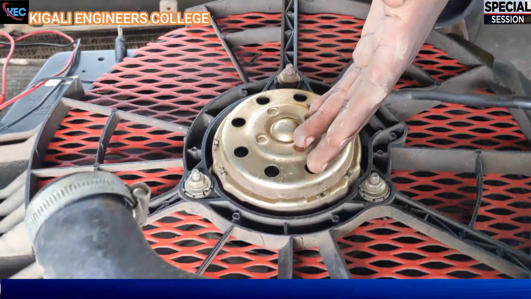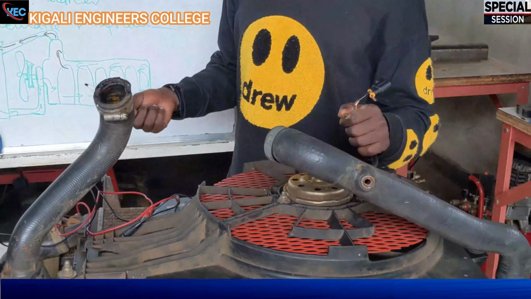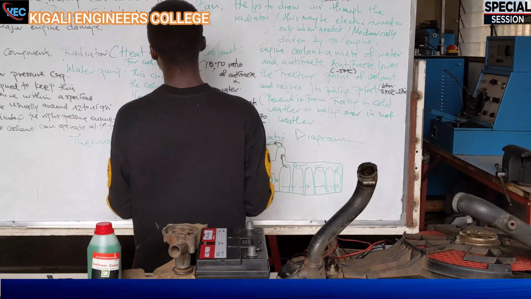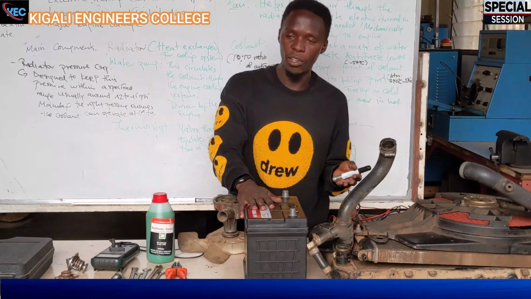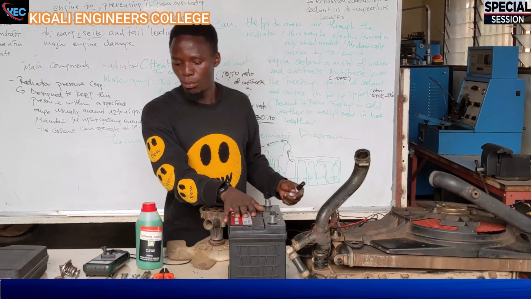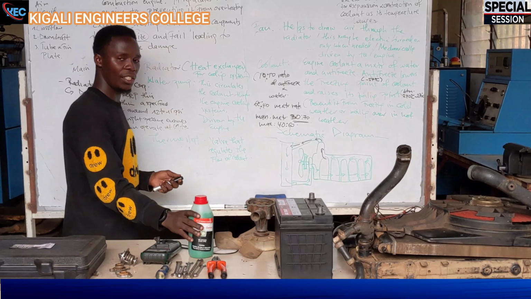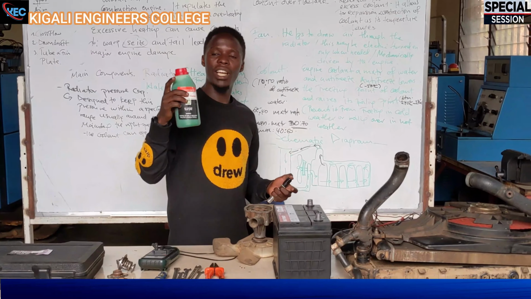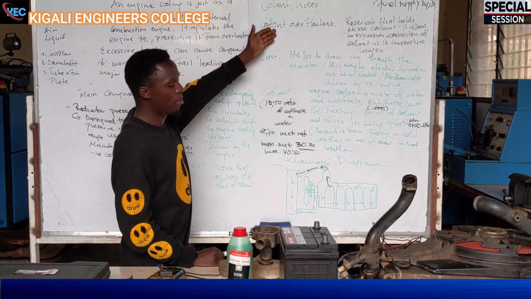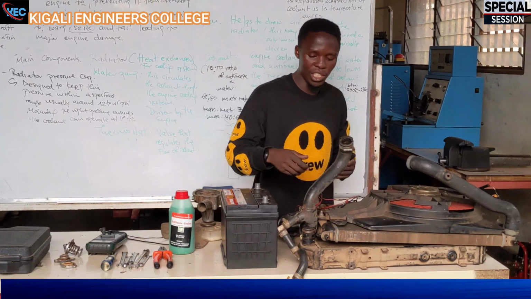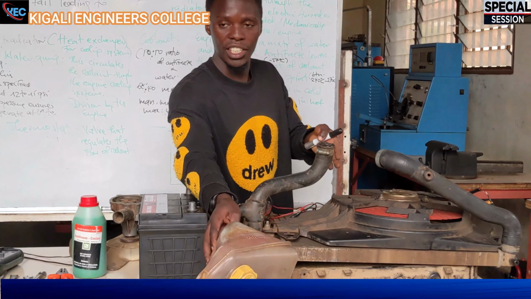Most of the time we also have an automatic fan, which uses a thermometer switch. Most systems do not operate without a battery, so we have the battery here as the power supply for the fan to operate. Then we have the coolant, which is the antifreeze, a mixture of coolant and water. We also have the coolant overflow tank, which is an expansion tank for storing excess water that comes from the radiator.